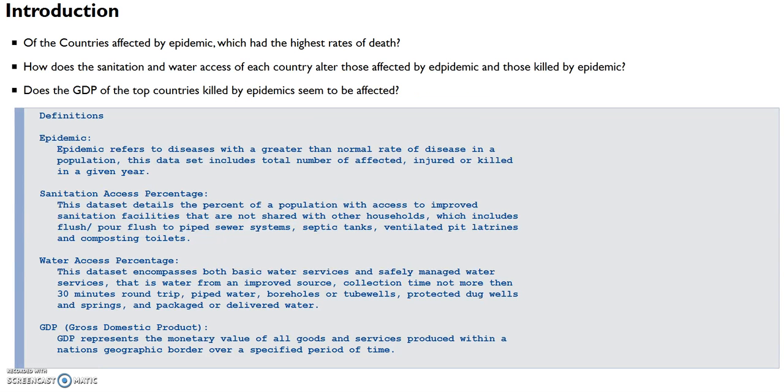All right, introduction. So we sought out to answer 3 research questions from 4 different data sets in Gapminder. Question 1, of the countries affected by epidemic, which had the highest rates of death? Question 2, how does the sanitation and water access of each country alter those affected by epidemic and those killed by epidemic? And 3, ultimately, does the GDP of the top countries killed by epidemics seem to be affected?